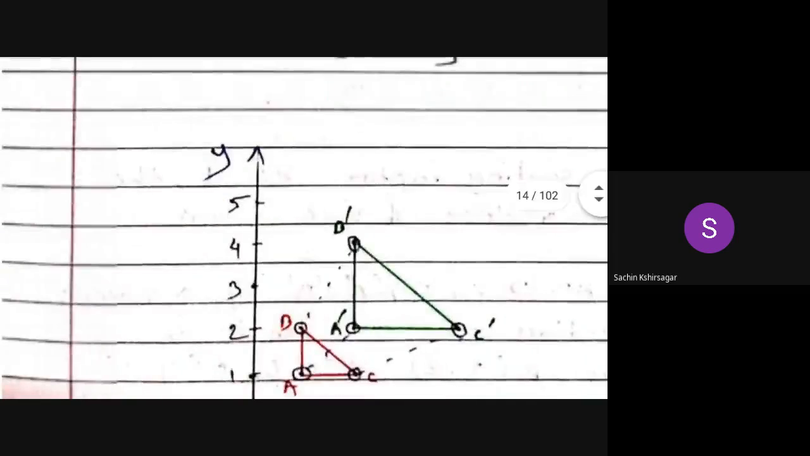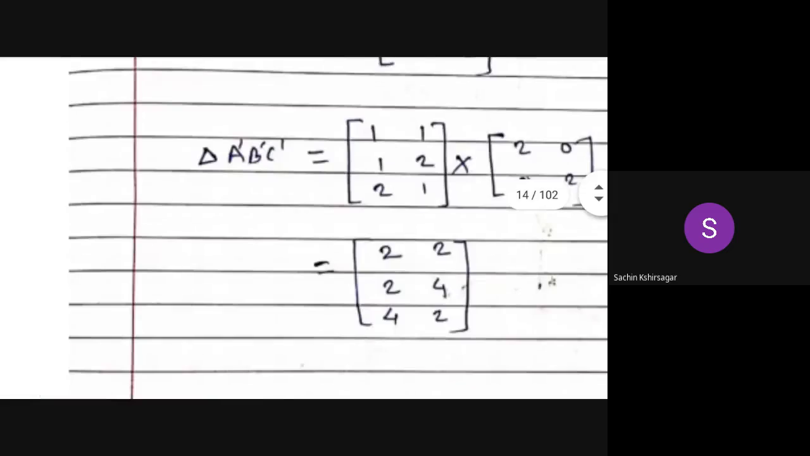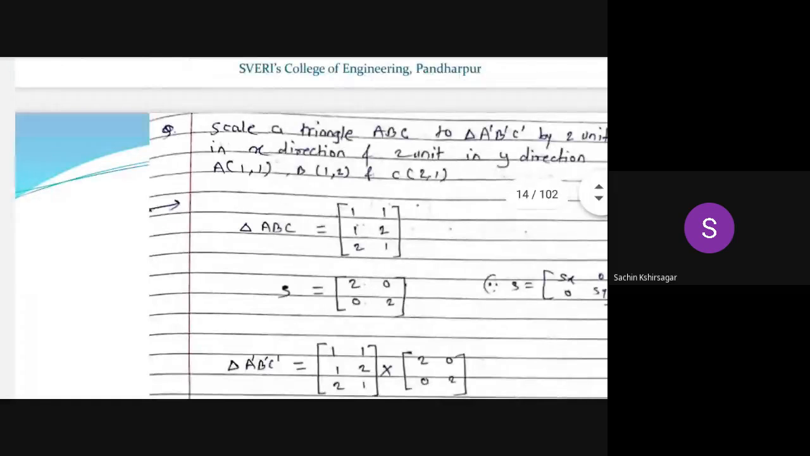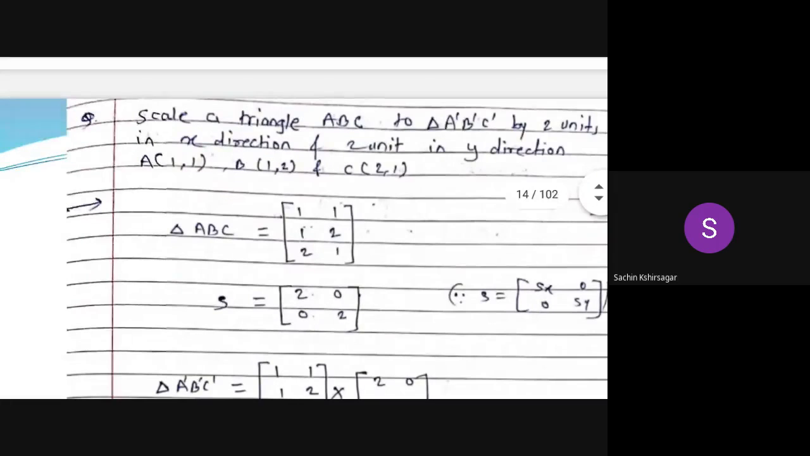After the diagram, write the given values in matrix format. Triangle ABC is given as (1, 1), (1, 2), (2, 1). Now what do we have to do? What are we finding? We have to scale the triangle. Now what amount of scaling? The scaling amount is also given: 2 units in the x direction and 2 units in the y direction.